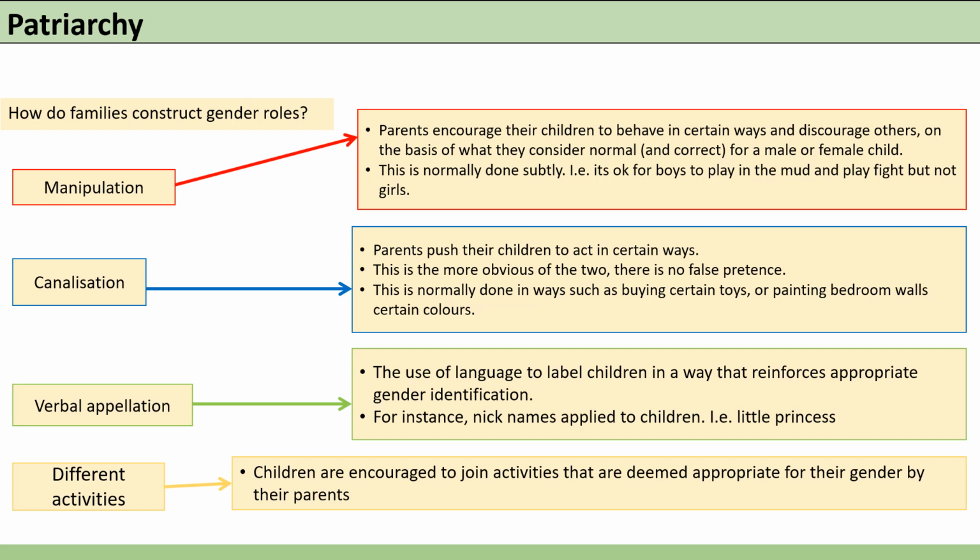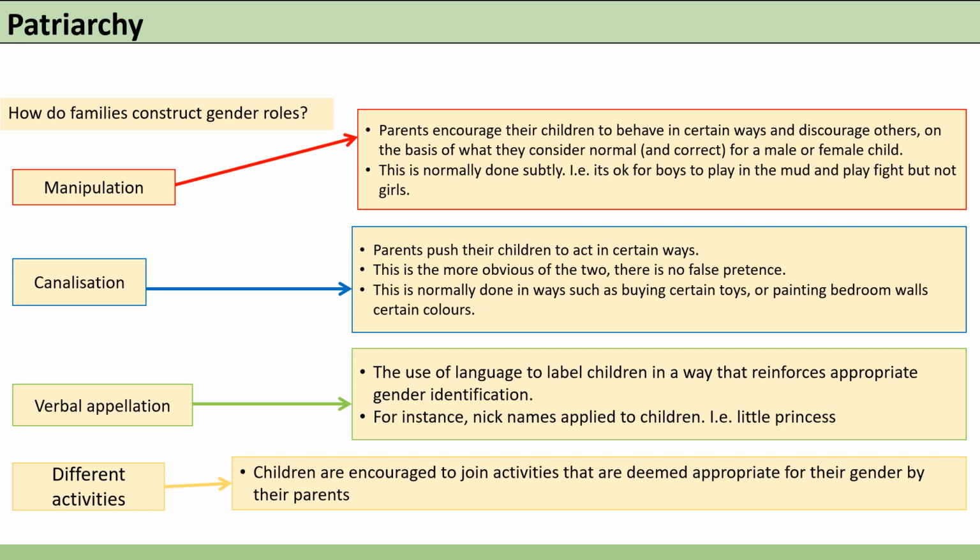Gender is the way that we express ourselves, our sort of masculinity and femininity, or lack thereof. And feminists would argue that this is a social construct which has been constructed, as is the nature of a social construct. So feminists would argue that parents, through manipulation, canalisation, verbal appellation and different activities, socialise their children into specific gender roles. So they socialise boys to be boys and girls to be girls. They would not argue that this is natural behaviour.